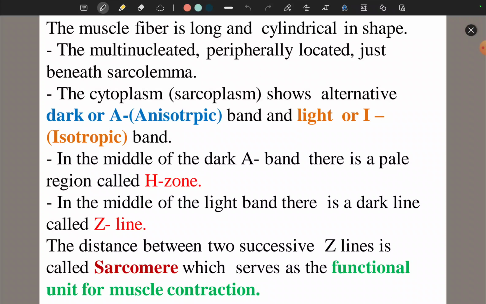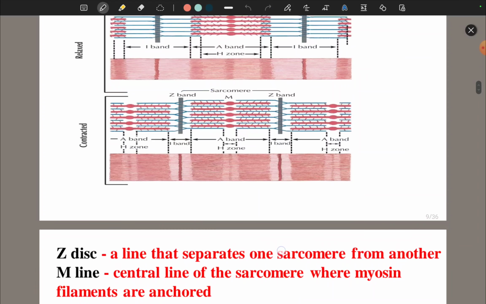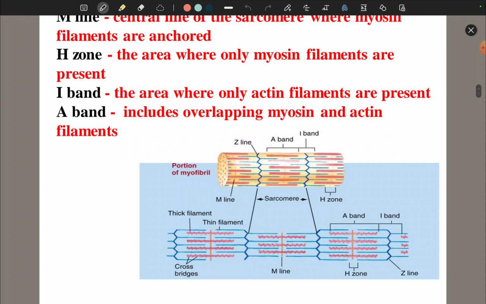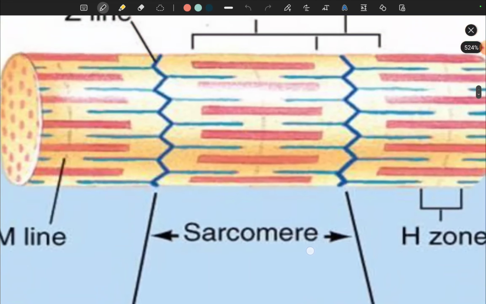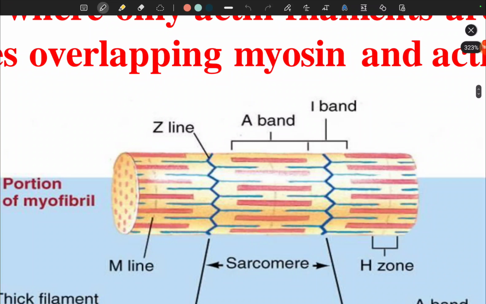Each one has its own physiological significance and function. As it's shown here, this is the dark band, light band, and this is the dark band. You see a pale area at the middle of the A band. It's called the H band, H zone.